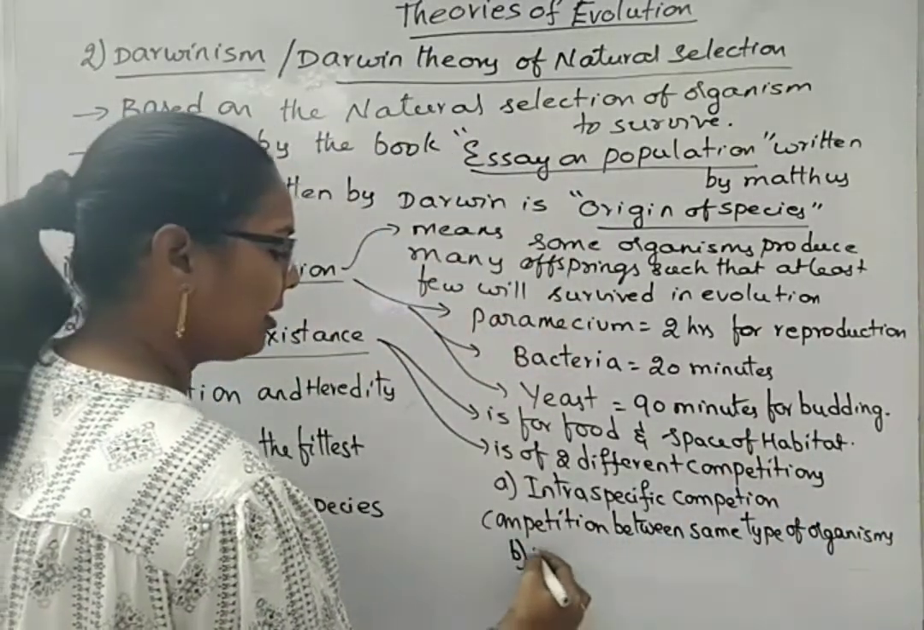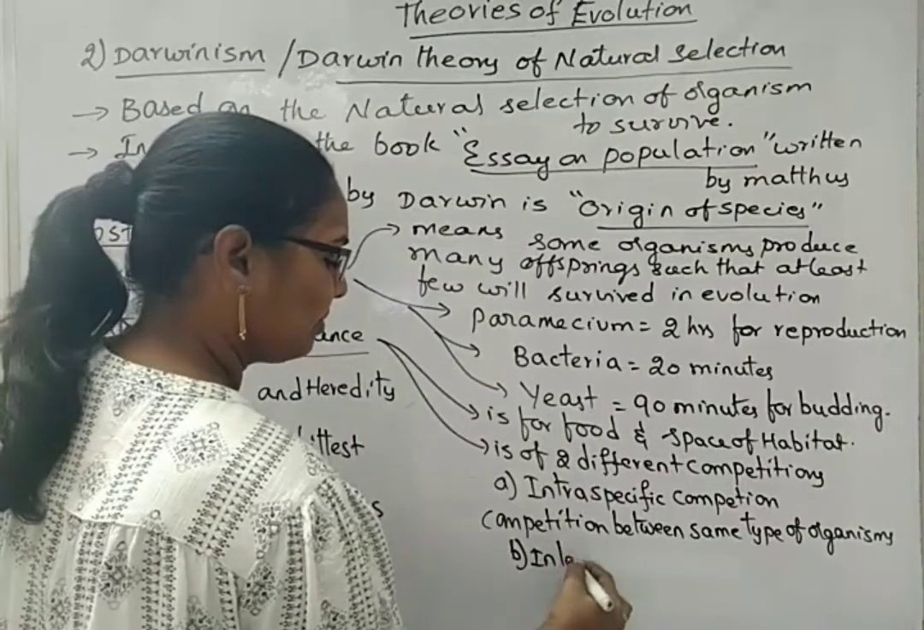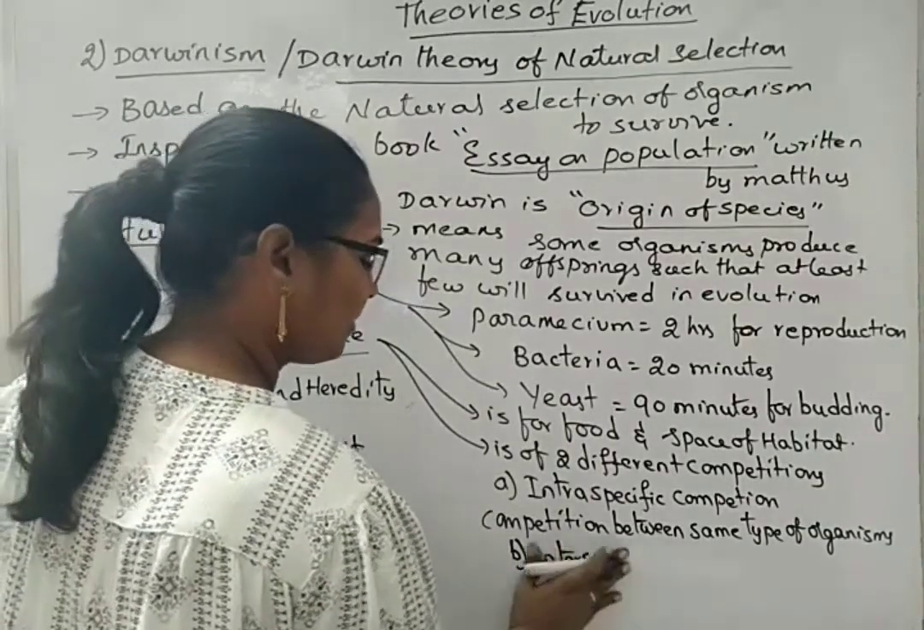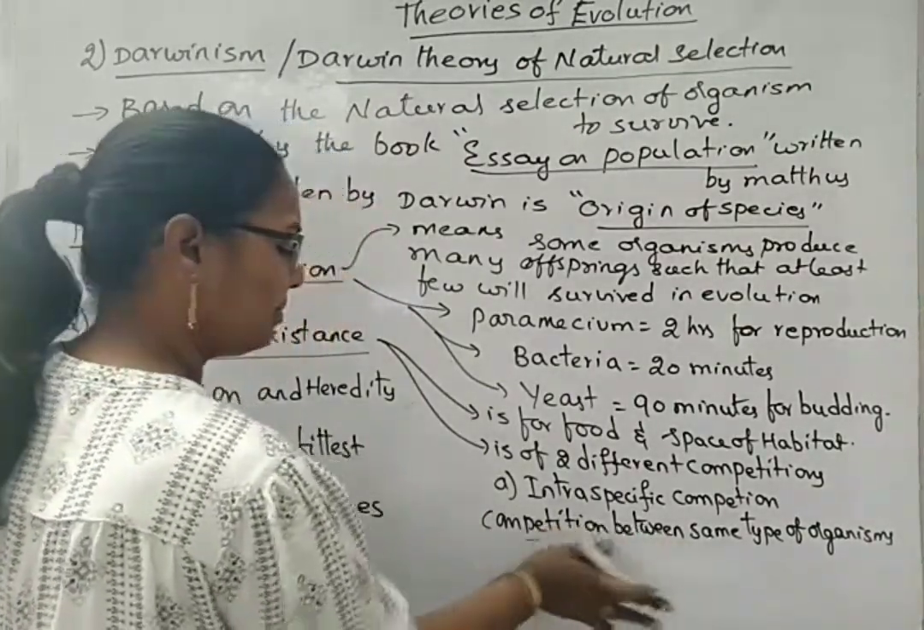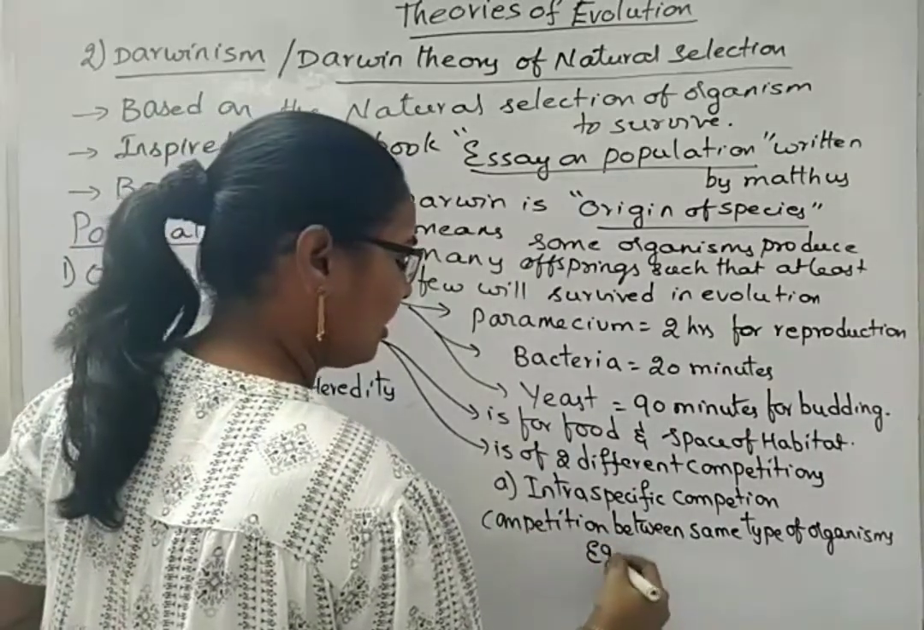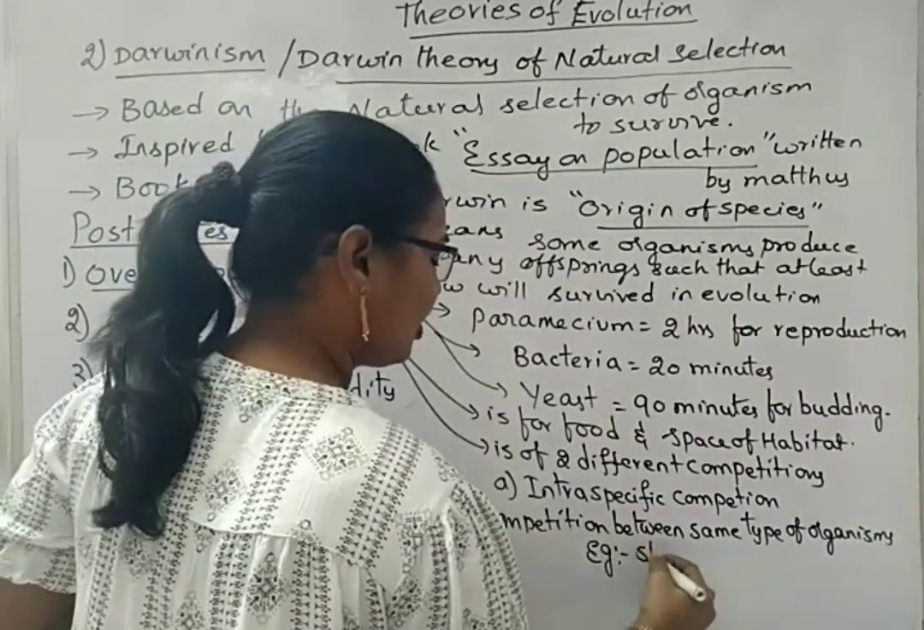Second one, interspecific competition. Here we will write one example. Example between sheep and sheep.